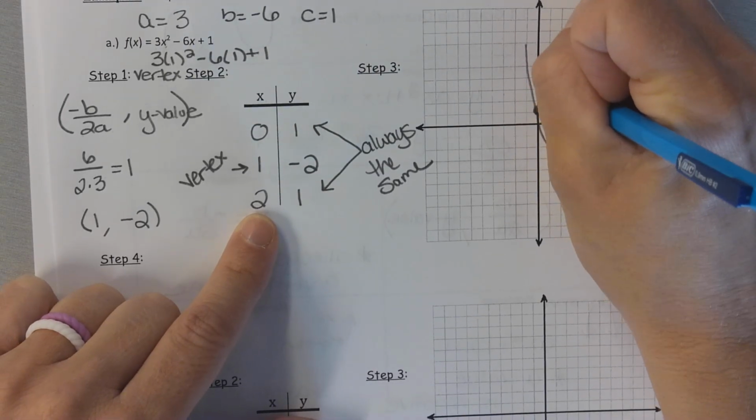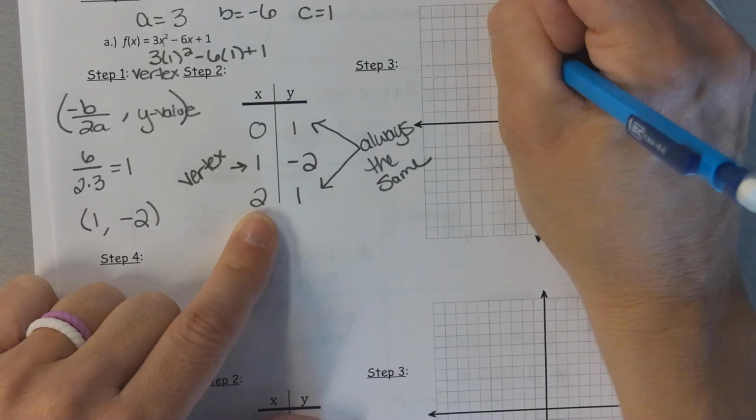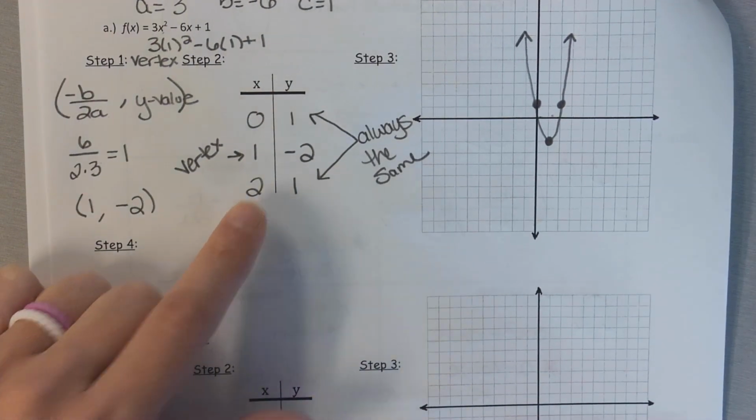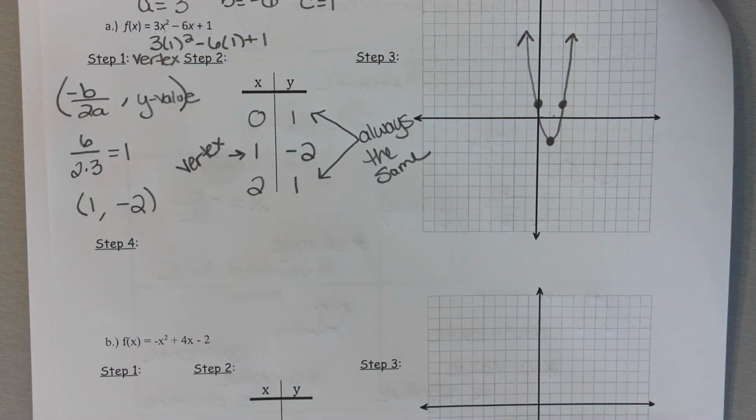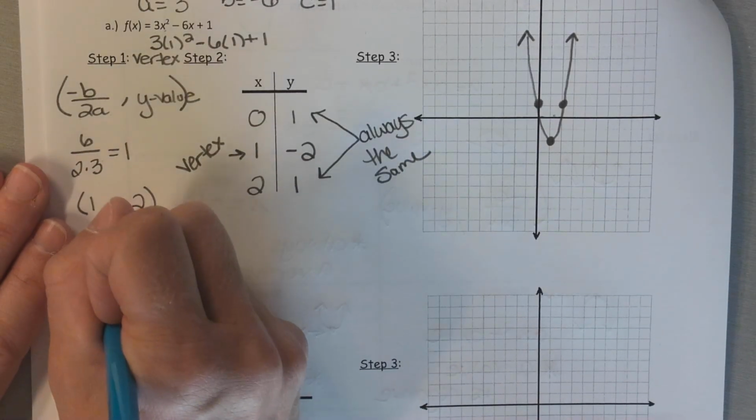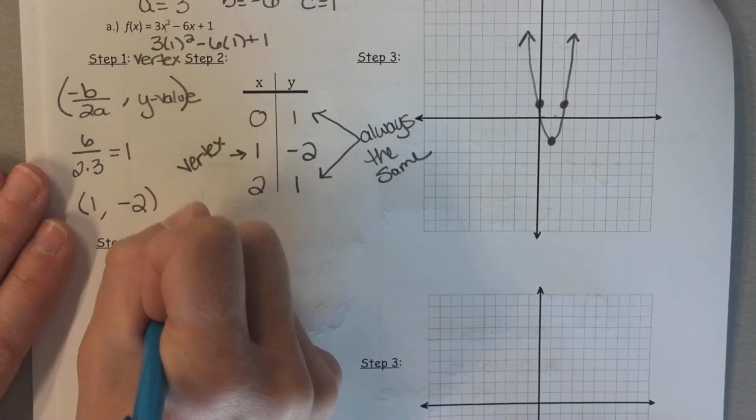So try to give me a curve. Some of them are easier to give curvature to than others. Here is my nice U-shaped graph, not a V. They should all give you letter U's. Again, if you're not getting a U, you're doing something wrong. All right, down here for step 4, we need domain and range.